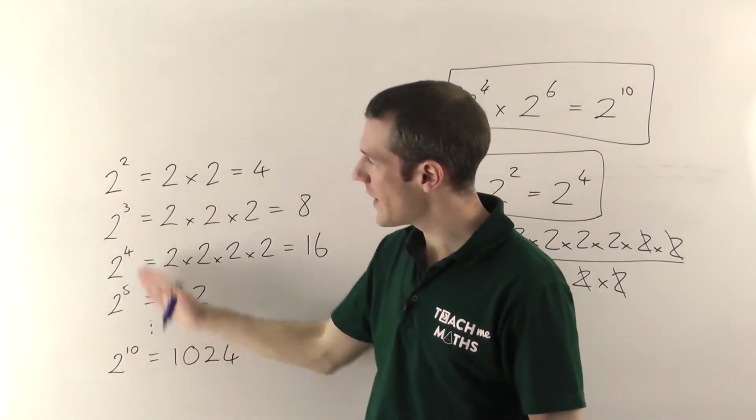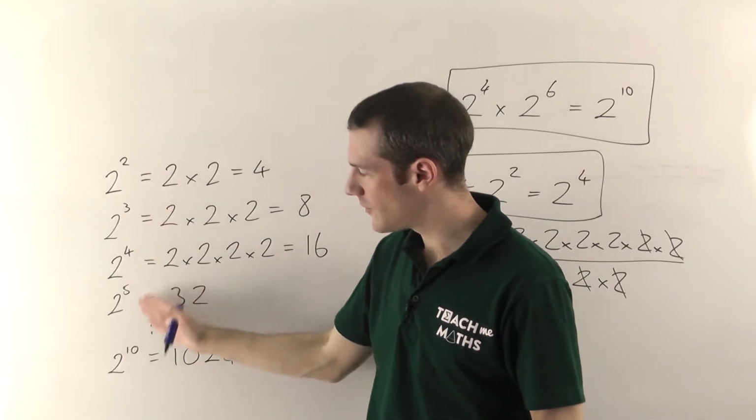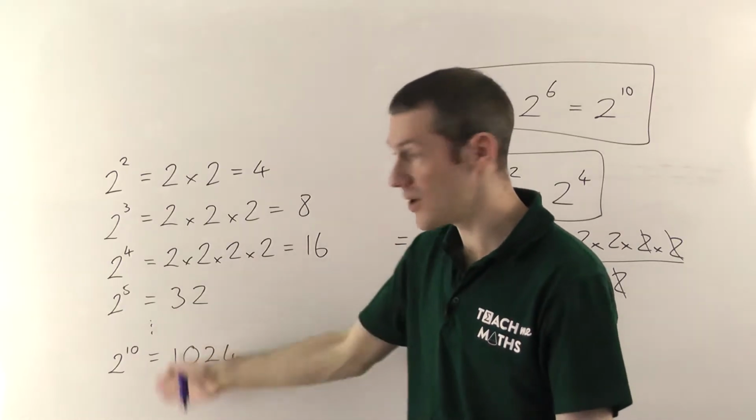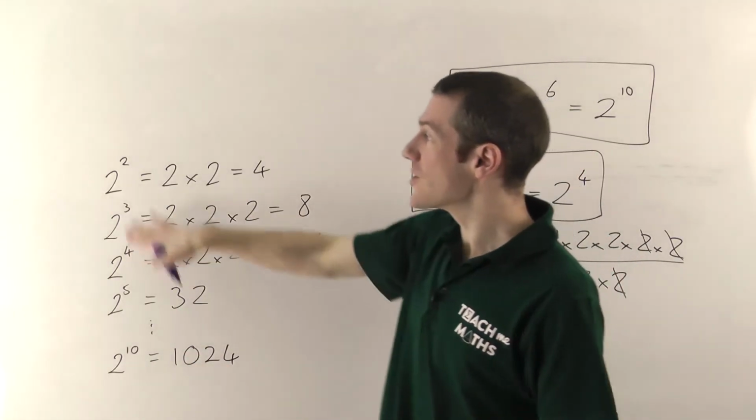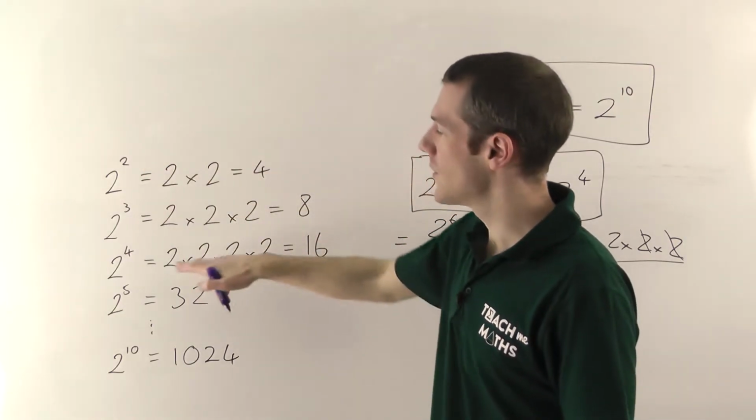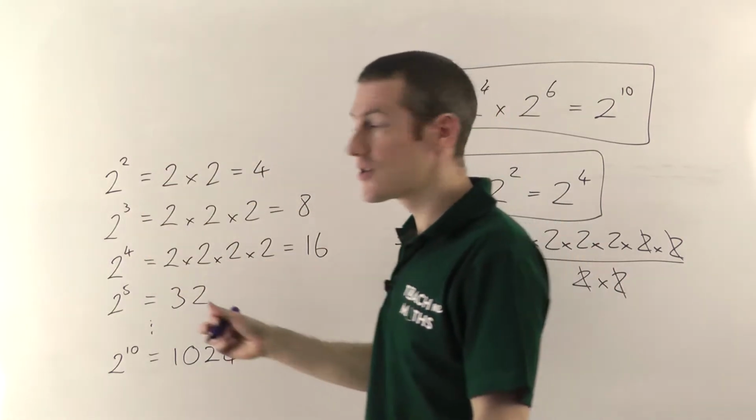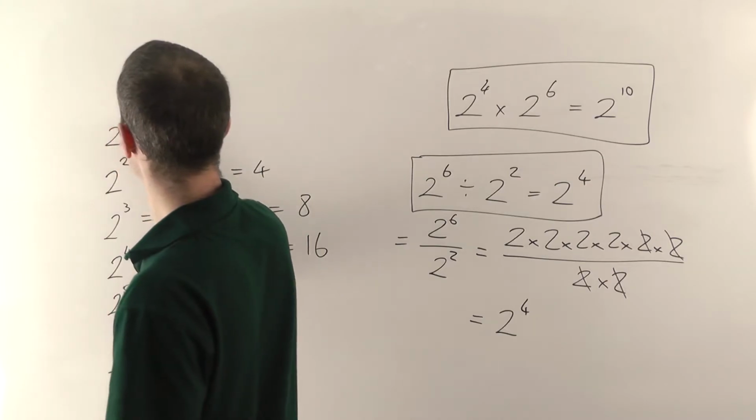We've been increasing the power here, 2 squared, 2 cubed, 2 to the power 4, 5, 6, 7, 8, 9, 10, etc. And you can go on as far as you like really, but the numbers do get very big very quickly. But you can go the other way as well. So if we had 4, 3, 2, you could have 2 to the power 1.